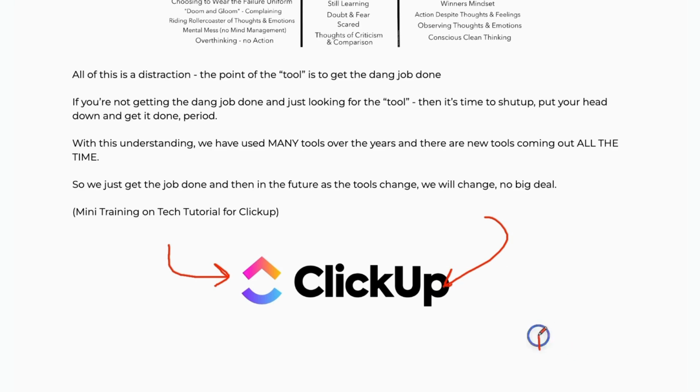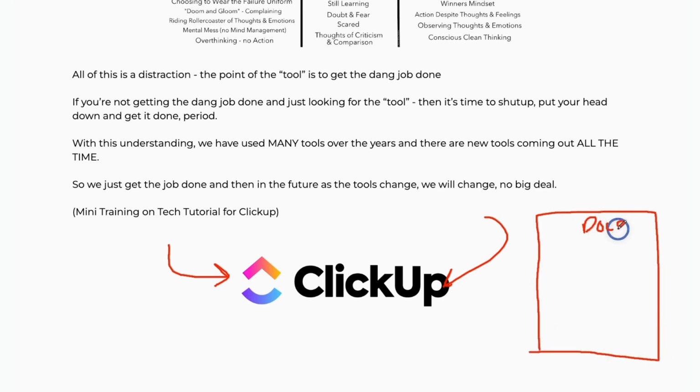They have a feature that I'm going to show you inside of this tech tutorial that is called Docs. Now, this Docs feature is different than, let's say, Google Docs, because it allows you to have subpages. And really, when you have subpages, it allows you to organize really complex information or a lot of information in a very simple and easy to understand way.